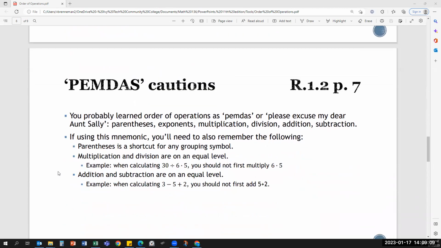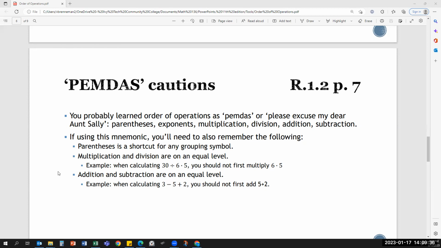All right, so you probably have learned order of operations as parentheses, exponents, multiplication, division, addition, subtraction, PEMDAS. Please excuse my dear Aunt Sally. And that works. A couple of reasons why I don't approach it that way. Because you have to remember extra things besides just the PEMDAS. You have to remember parentheses isn't just parentheses, it's all those different groupings.